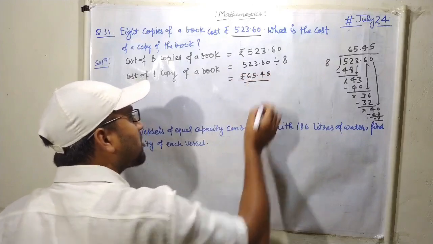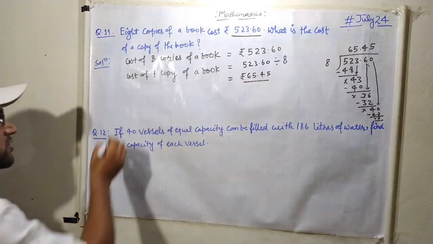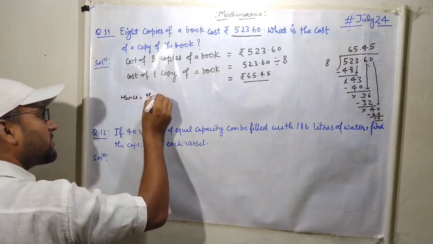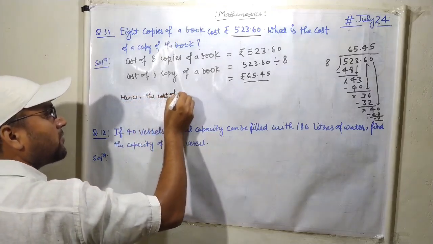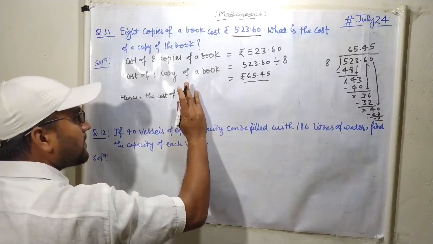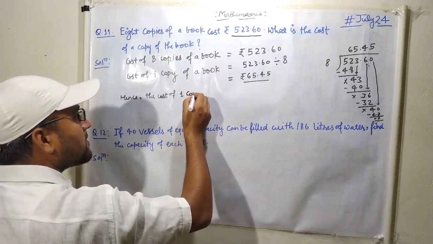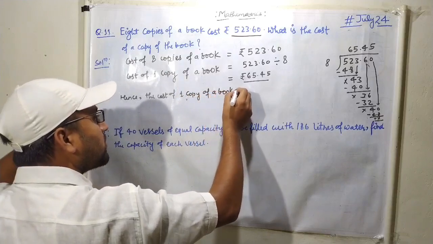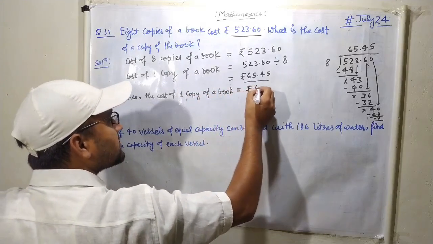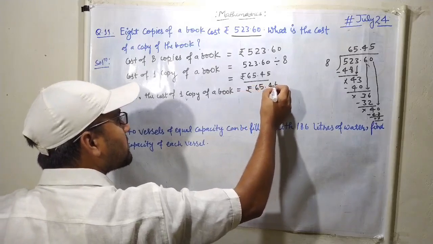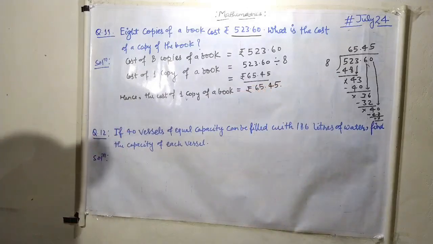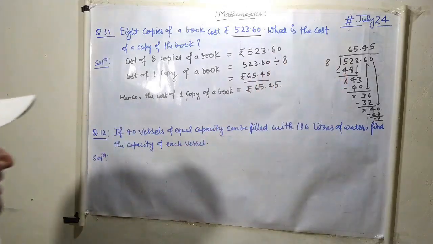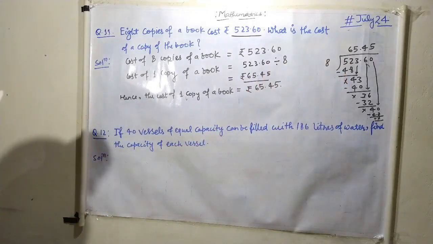Okay, so the answer you will get is rupees 65.45 is the cost of... hence, if you want to write, hence the cost of a copy of a book. Cost of one copy of a book is rupees 65.45. That is your answer, students. You will do it systematically, do the division on the right side of your page. Okay, now question number 12.